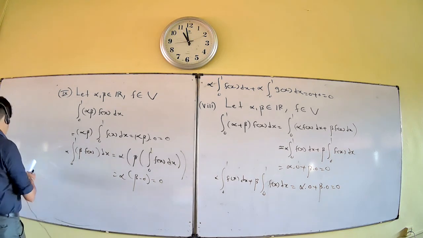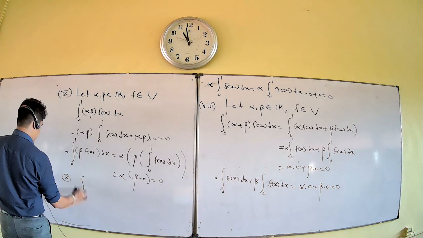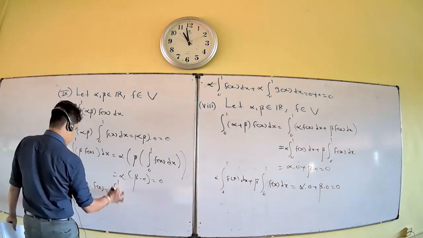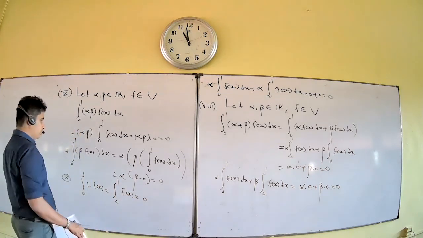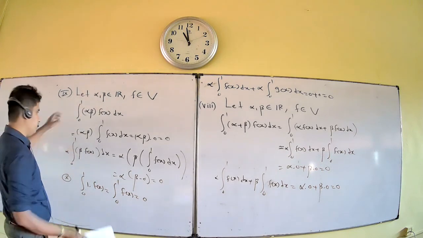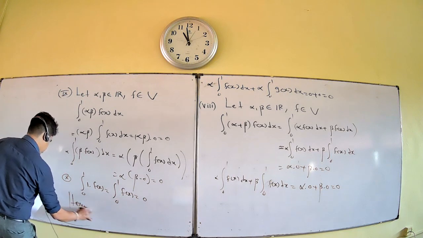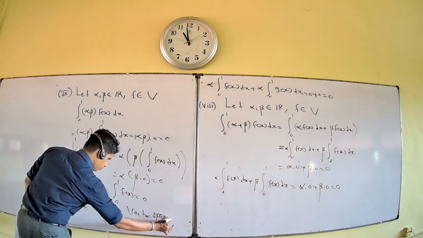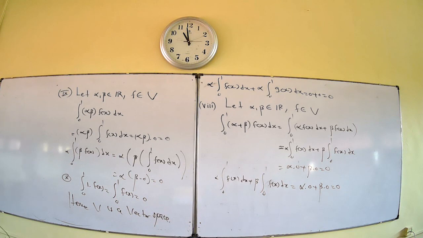Okay. Now axiom number 10. This is the unit property: the integral from 0 to 1 of 1 times f(x). It is obviously the integral from 0 to 1 of f(x), no? Therefore this one 0. Therefore 1 is the unit value. Therefore all 10 axioms are satisfied. Hence V is a vector space. Okay. Hence V is a vector space.